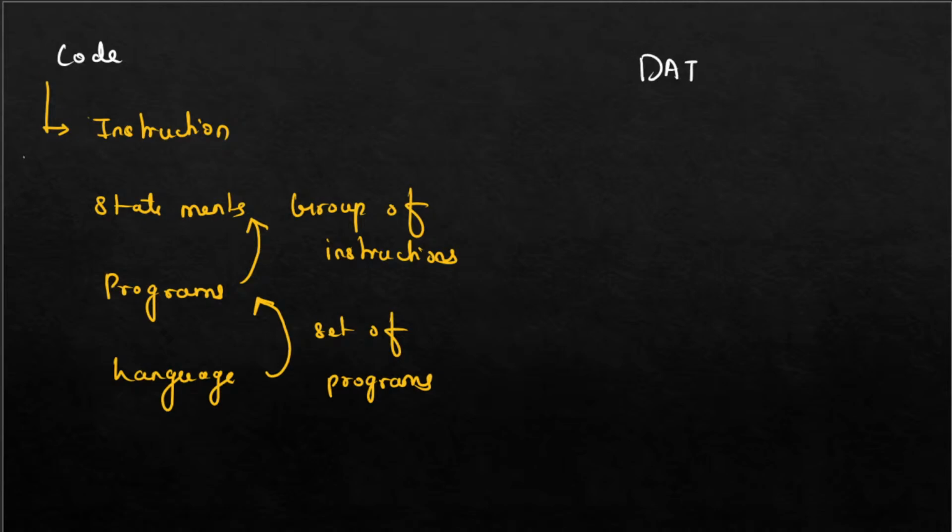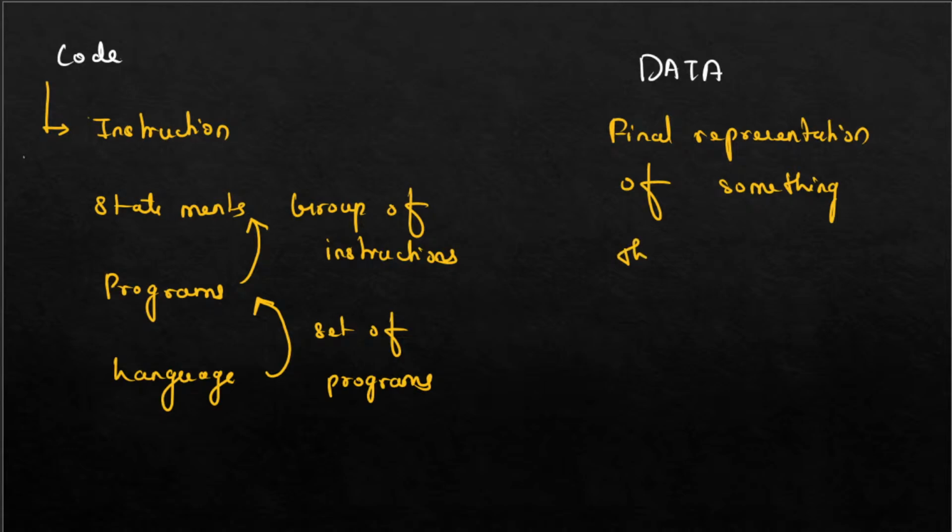And now data. So for data, final representation of something that cannot be converted to any other form.